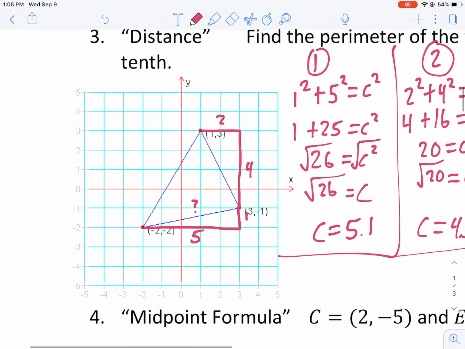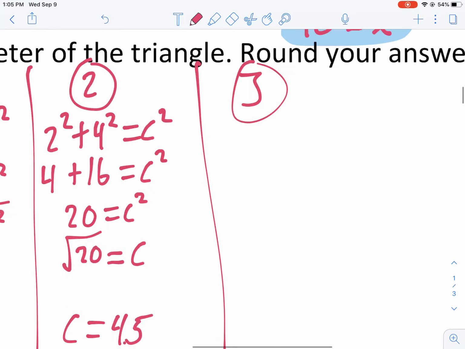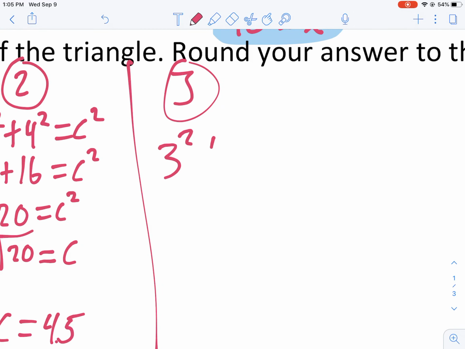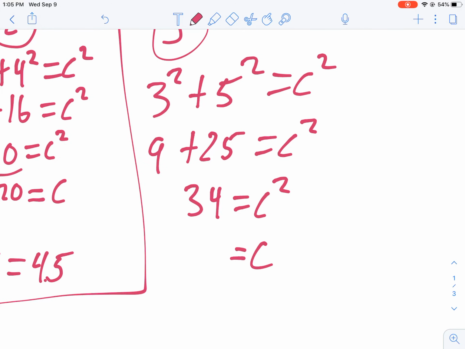Last problem, number 3. We have to make our triangle again. So this is 1, 2, 3. This is 1, 2, 3, 4, 5. So now we have 3 squared plus 5 squared equals c squared. 3 squared is 9. 5 squared is 25. 25 plus 9, that's 34. So c equals the square root of 34.